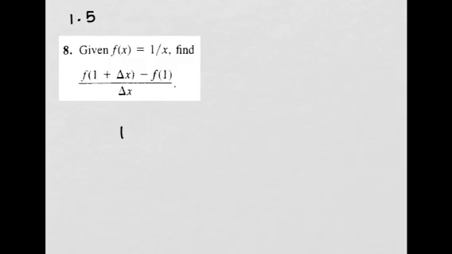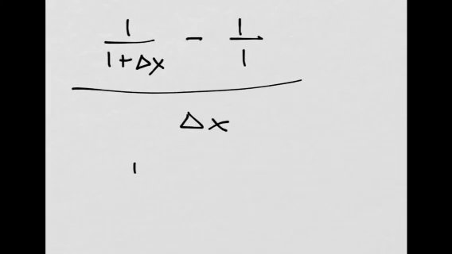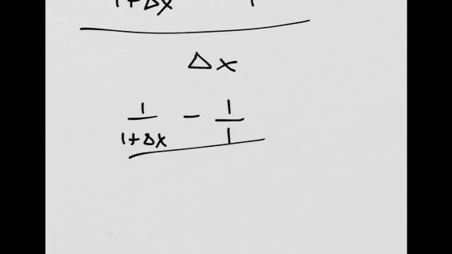So we have 1 over 1 plus delta x, right? Because you plugged that part in for the x. Minus f of 1, that's just 1 over 1, you plug in a 1 there, all divided by delta x. Okay, great. Now I have 1 over 1 plus delta x minus 1 over 1. I want to try and simplify this. I don't know if I can, but we'll see.